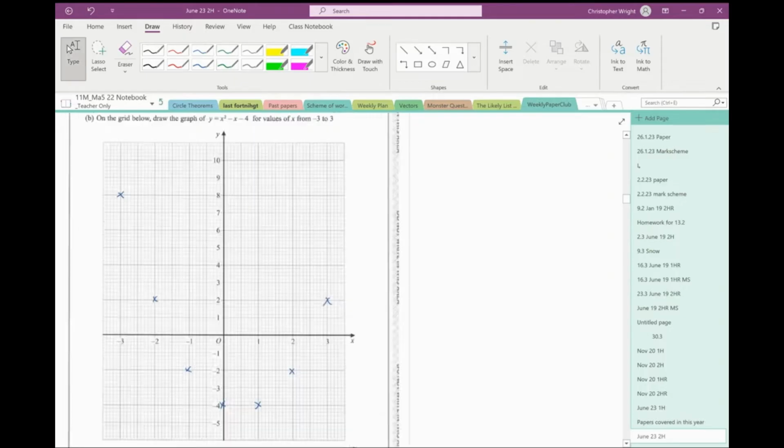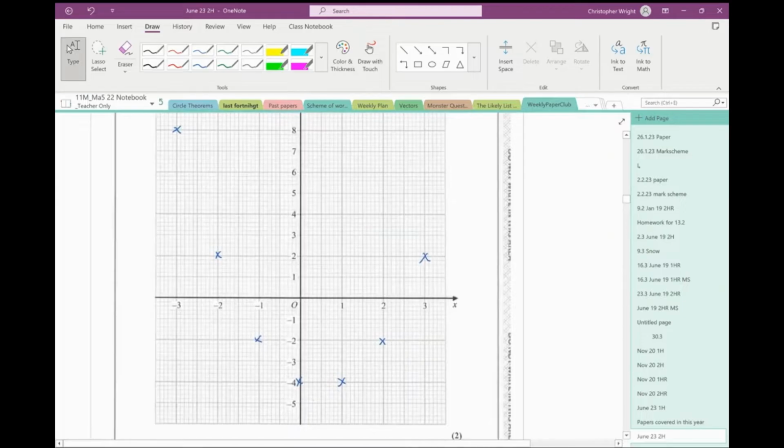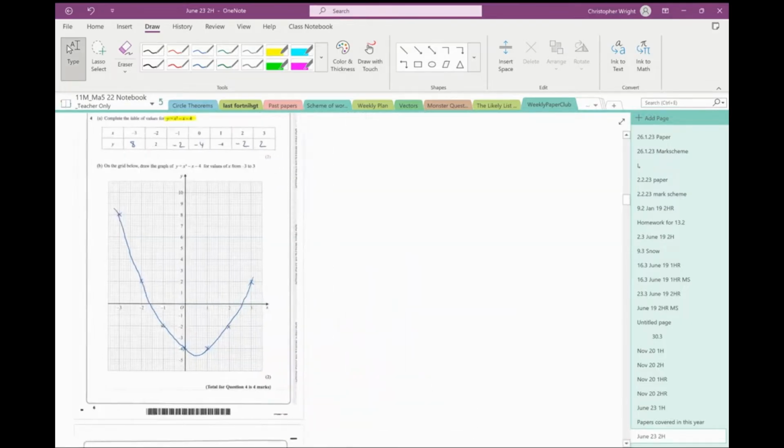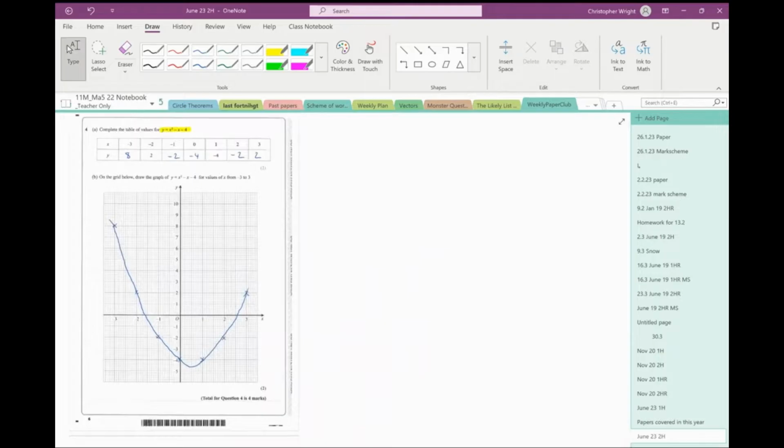There we are. Now I'm going to have to join these up. Nice smooth curve. So the minimum is going to be between these 2 points here. So it's going to look like this. Nice smooth curve going through the points. There we go. That is number 4 complete.